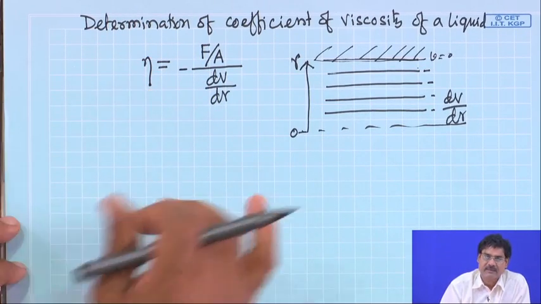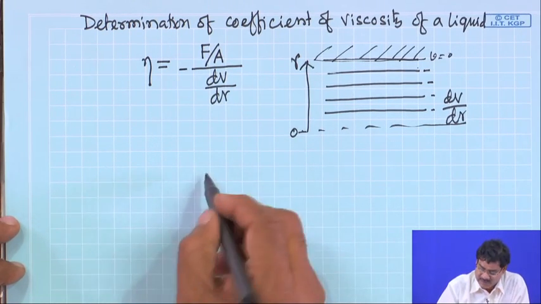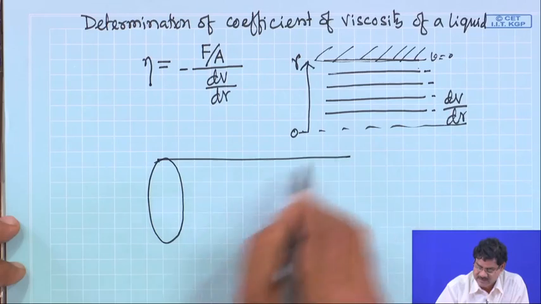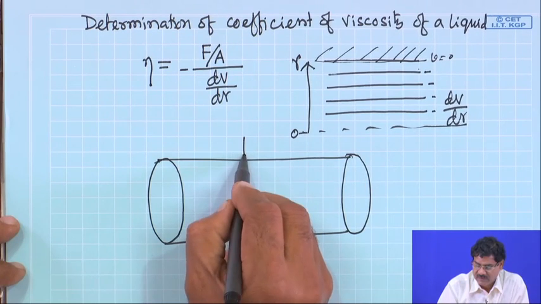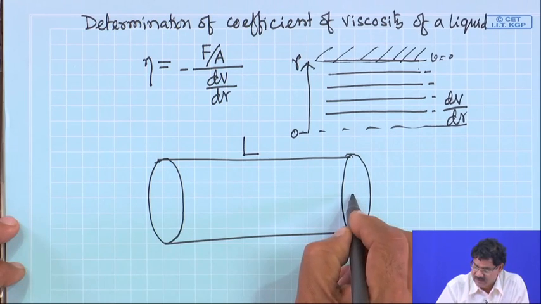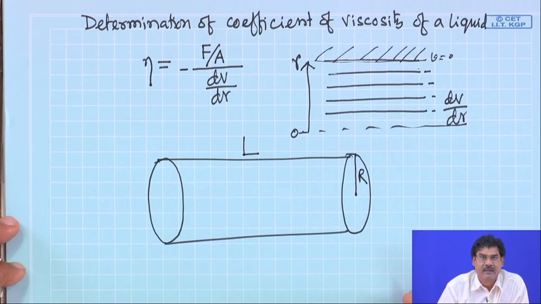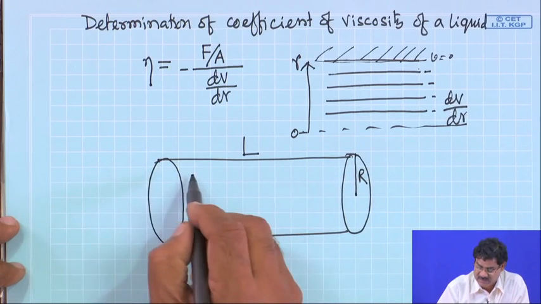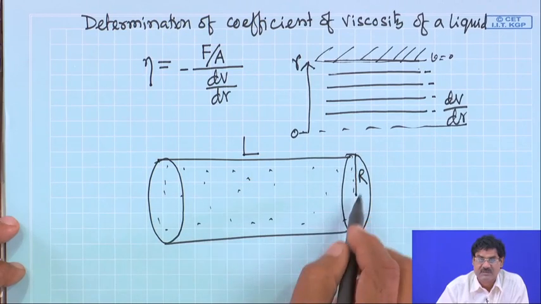Okay. So, here in our laboratory we will use a capillary tube. We will take a capillary tube. It has, say, length L, and its radius is capital R. Okay. And now liquid is flowing through this capillary tube.